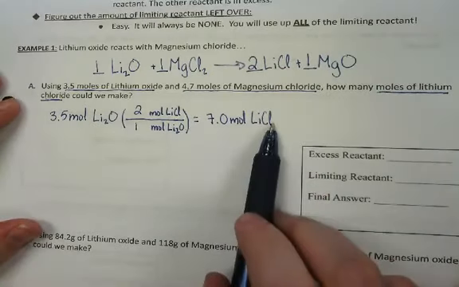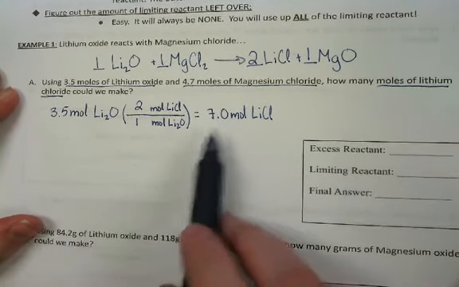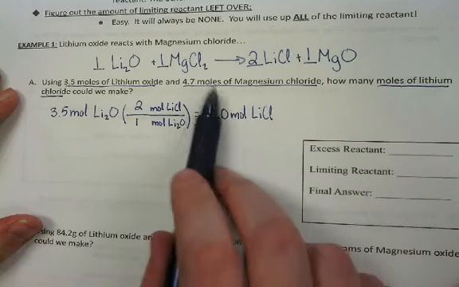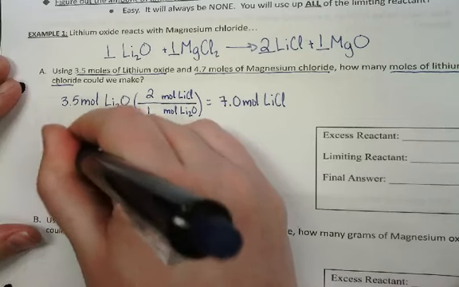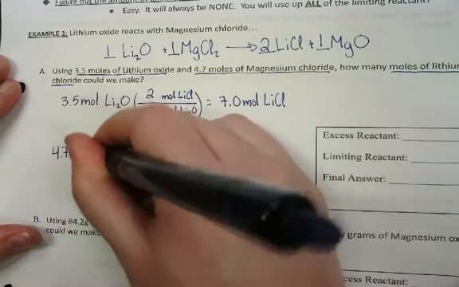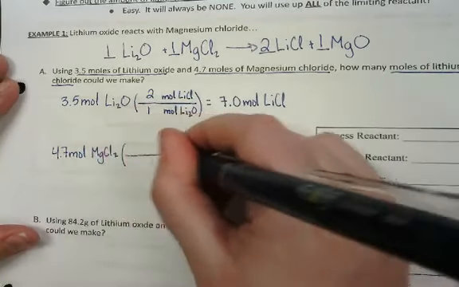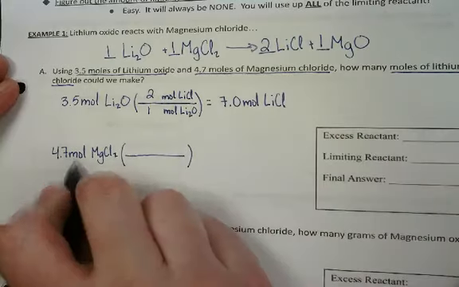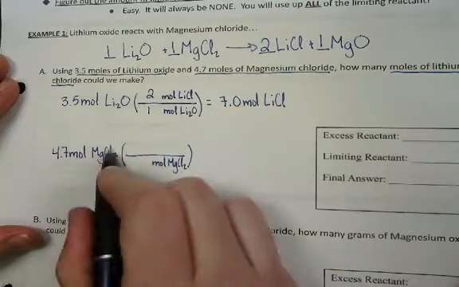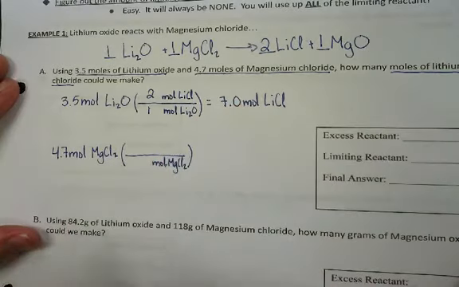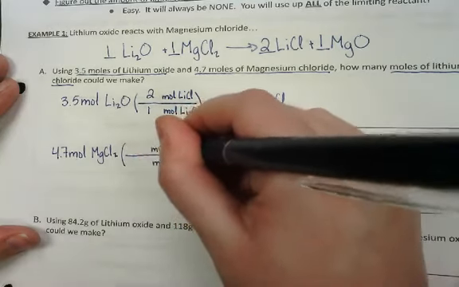So I solved for moles of lithium chloride using lithium oxide. But now I have to solve for lithium chloride again, but now using magnesium chloride. So I'm going to start again, but now using 4.7 moles of magnesium chloride. I need to get out of magnesium chloride, so I'm going to put moles of magnesium chloride on the bottom to cancel it out. And I can do my mole ratio step because I'm in moles. So I can do moles of lithium chloride.